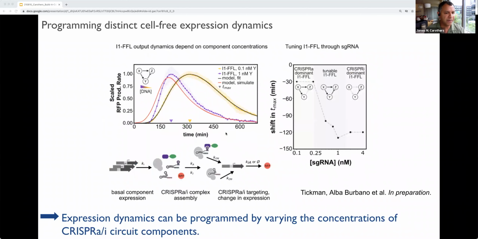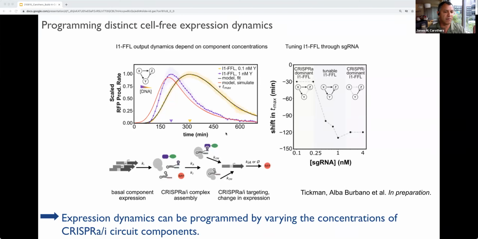Now, what's really exciting about this is that we can also tune the timing of the gene expression pulse generated by the type 1 IFFL by varying the concentrations of the sgRNA expressing plasmid. And so, what I'm showing you in this illustration is that the maximum gene expression, the maximum output rate, happens something like 2 hours earlier in a cell-free reaction when we increase the sgRNA expressing plasmid concentration tenfold. And more generally, what we find is that the time of the maximum gene expression pulse can be continuously tuned over something like a 4-fold change in sgRNA plasmid expression levels. So shifting the expression maxima earlier by up to 2 hours compared to unregulated expression.